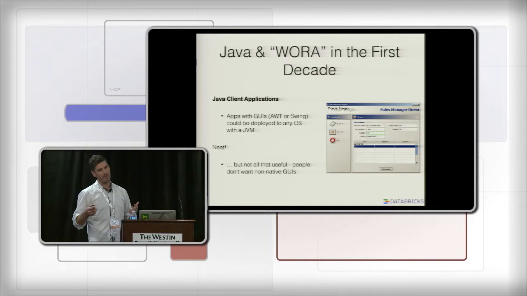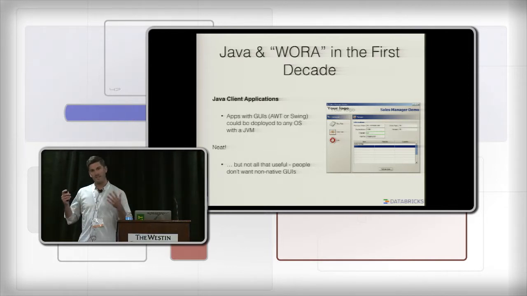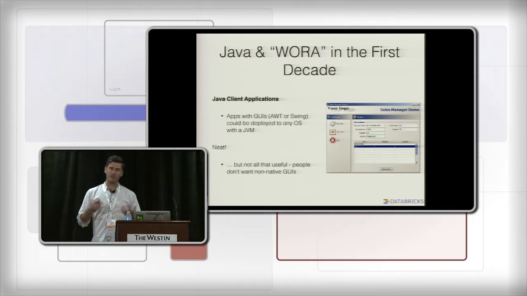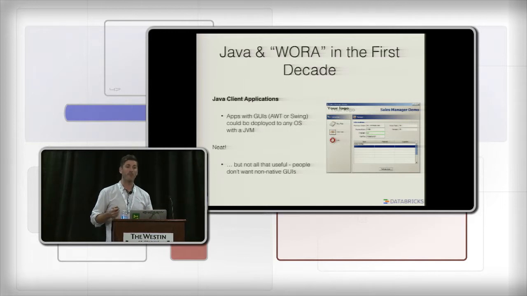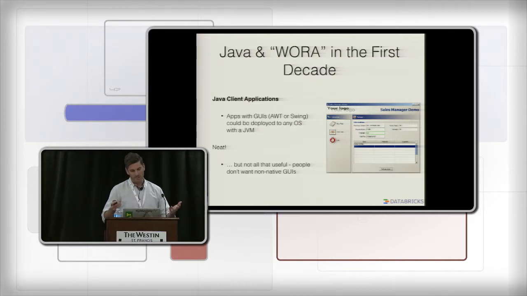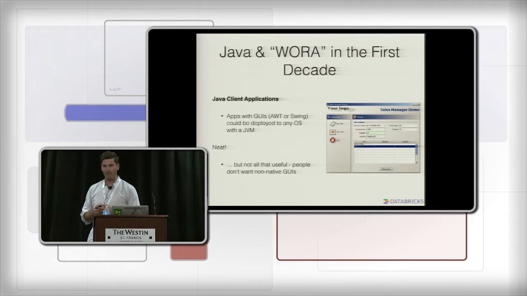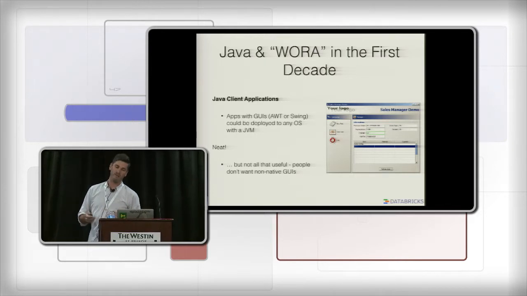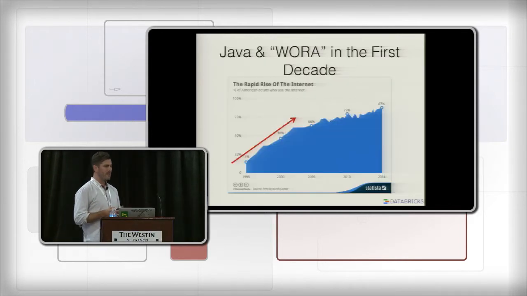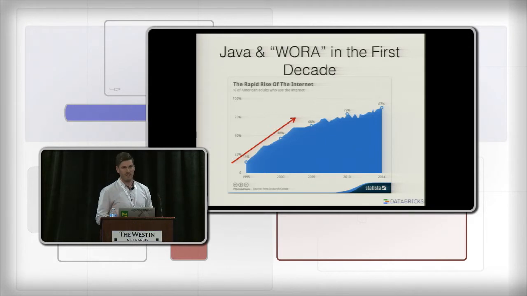But it actually turned out that people hated this because they want native experience with GUIs. We actually see that today with mobile phones, right? So, okay, this was cool. It proved that you can, in fact, write once and run anywhere, but actually not very useful, right? So let's maybe figure out what the next way to use this technology is.